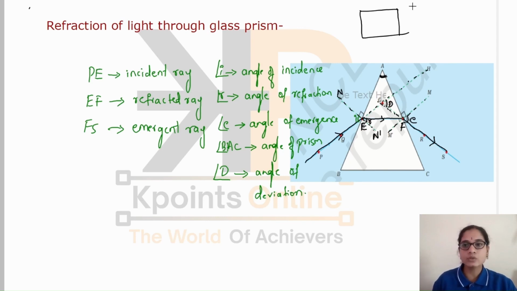Now you have observed the difference here. In case of a rectangular glass slab, the emergent ray was parallel to the incident ray. Whereas here, these two are not parallel. This is the incident ray and this is the emergent ray. There is an angle between these two rays, that is called the angle of deviation.